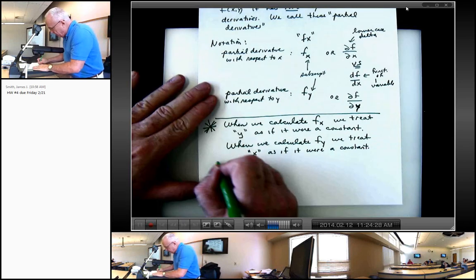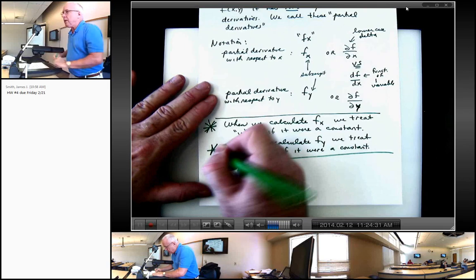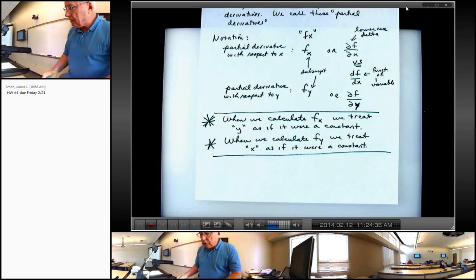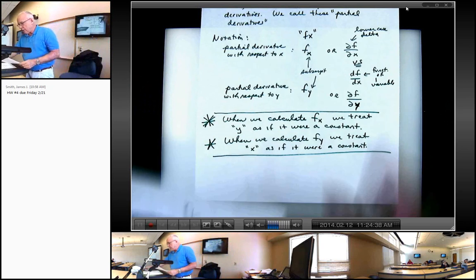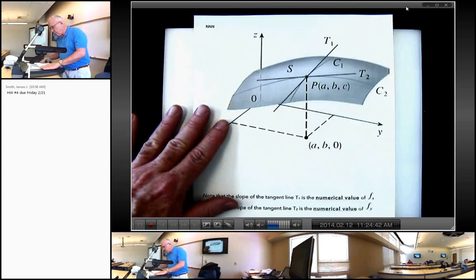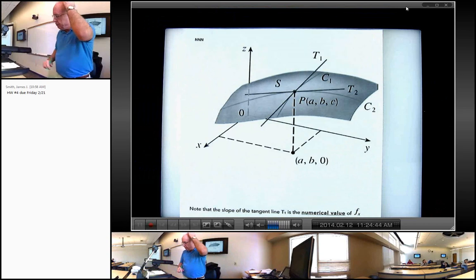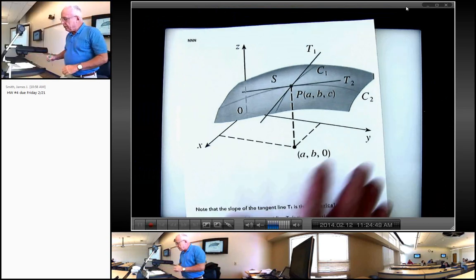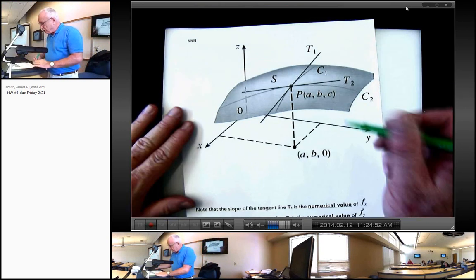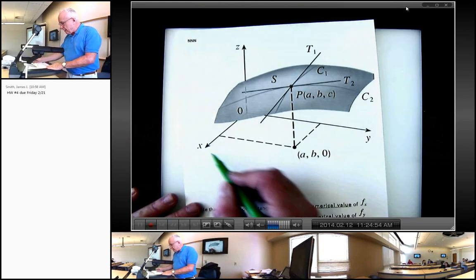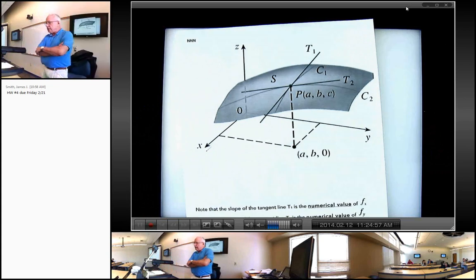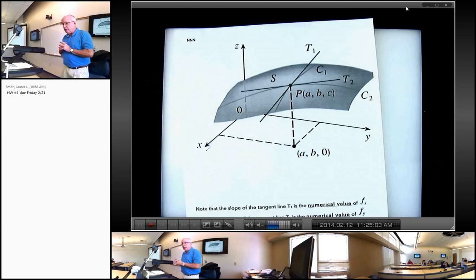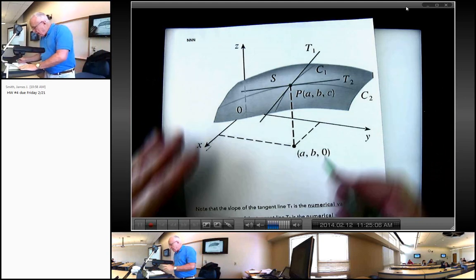All right, let me just show you this drawing here, which can help somewhat show what we're talking about. Here we have some surface. This is our function of x and y. So we have the x, y, and z axes, and then here's our surface that is formed by the function, okay?